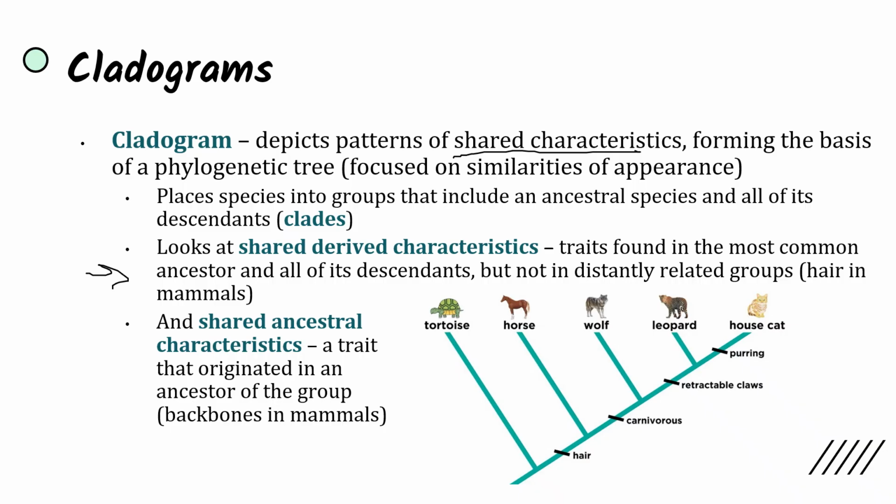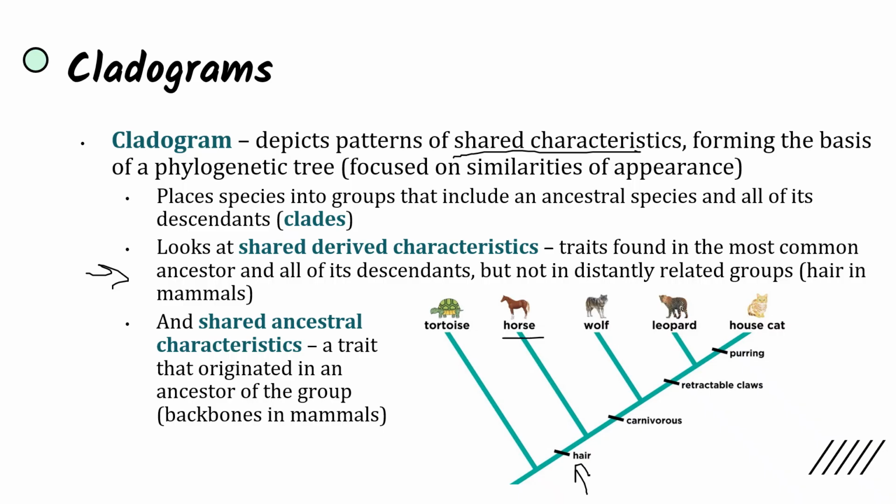These are traits found in the most recent common ancestor and all of its descendants, but not in distantly related groups. And we're also looking at shared ancestral characteristics, a trait that originated in the ancestor of the group. So for instance, in this cladogram here, we can see that this is the point where hair became a shared derived characteristic.